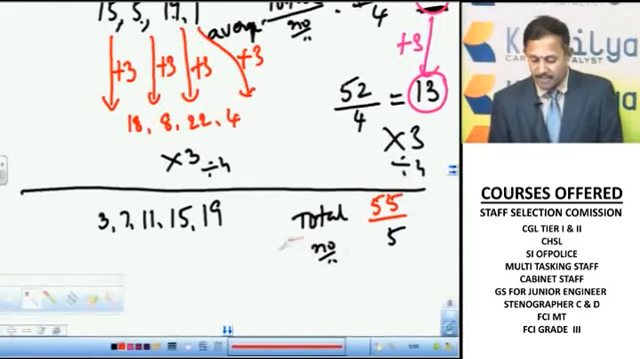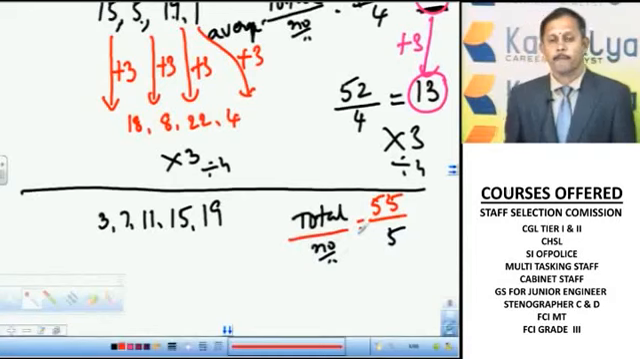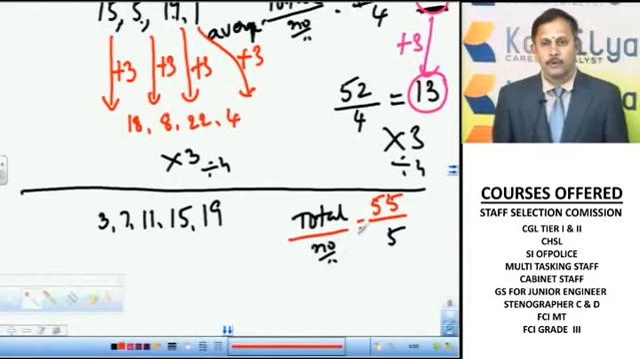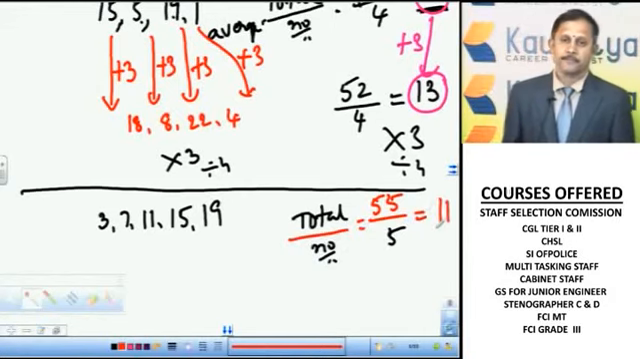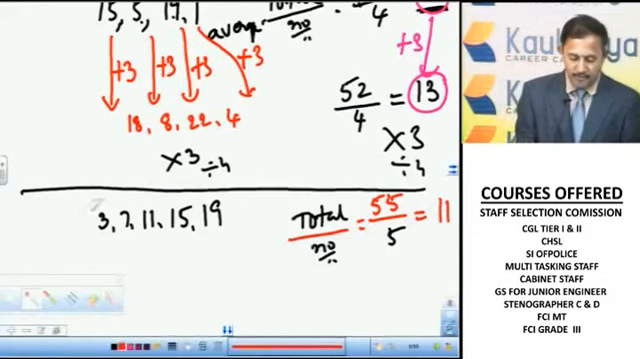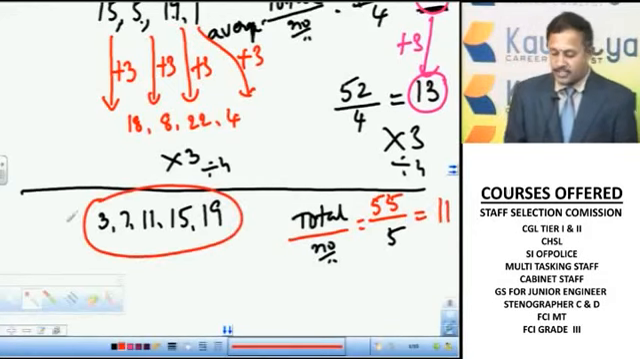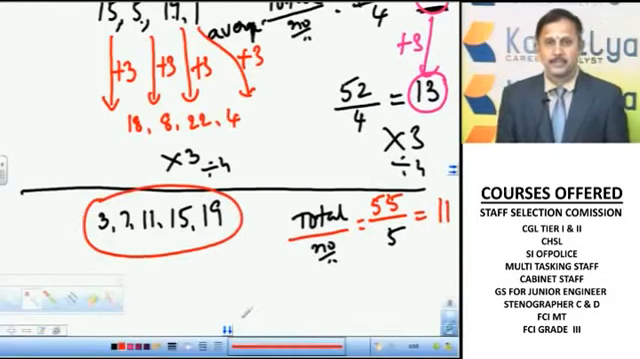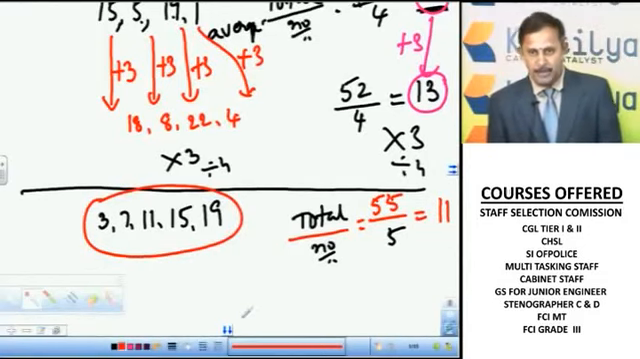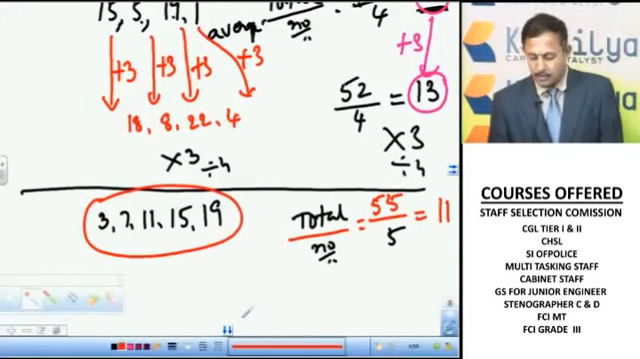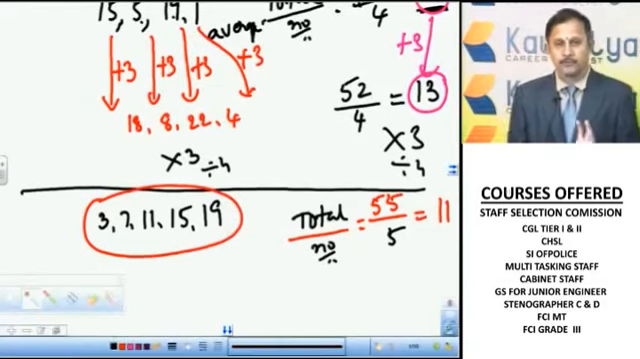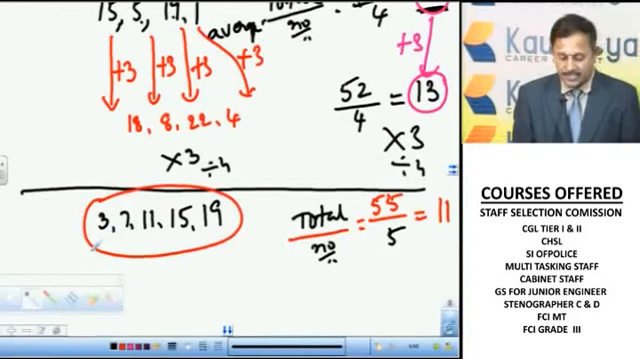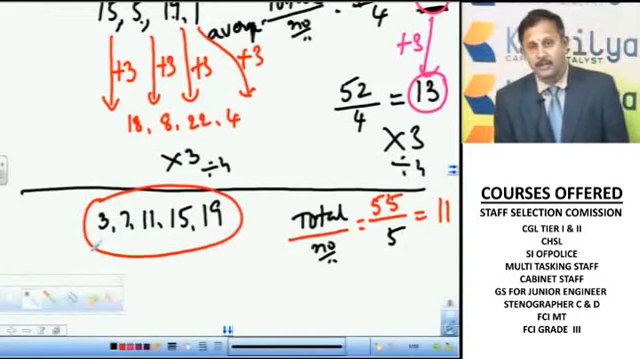Then what is the formula for average? Total by number. So here the total is 55 and the number of elements is 5. So therefore the average is equal to 11. So I have given a set of 5 elements and the total is 55 and there are 5 elements. So therefore average is obtained by using the formula total by number of elements. So what is the average obtained? 11.